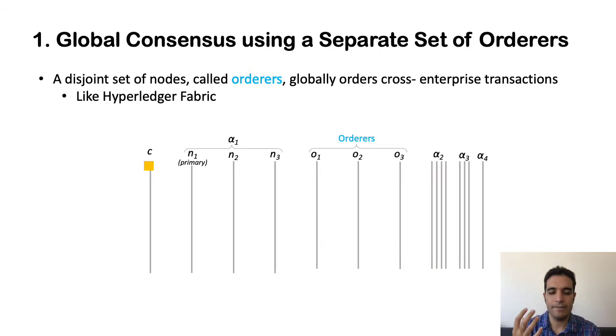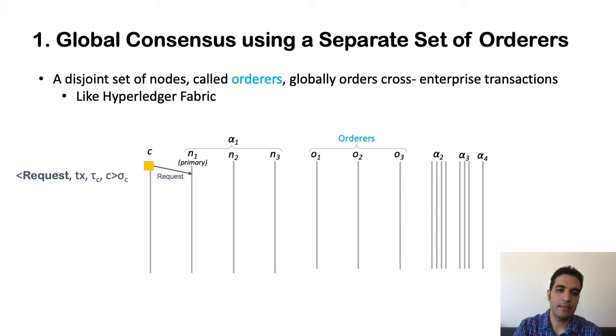This is kind of similar to what has been used in Hyperledger Fabric. So in Hyperledger Fabric, we have a separate set of orderers, right? So it is kind of similar. So we have a disjoint set of orderers, and they try to globally order cross-enterprise transactions.